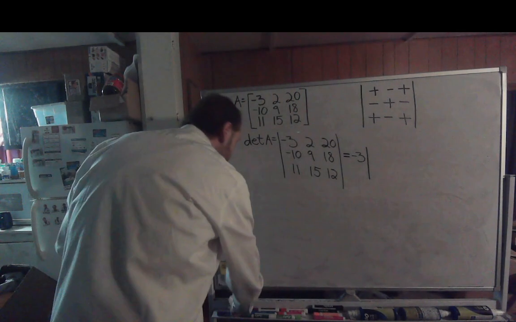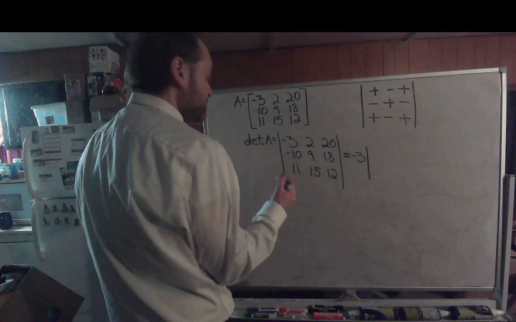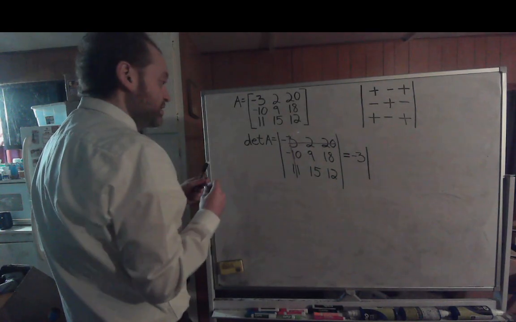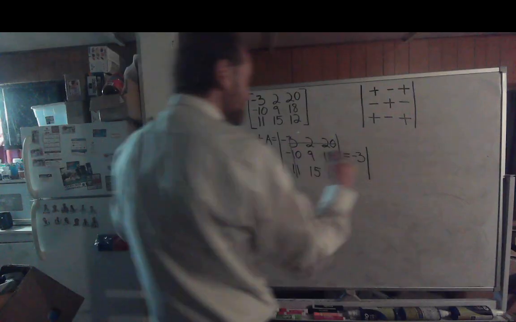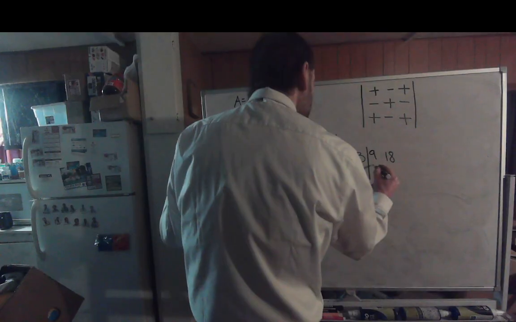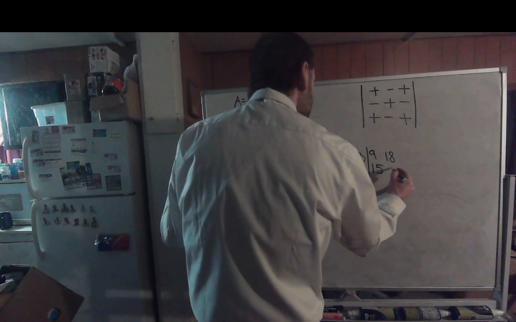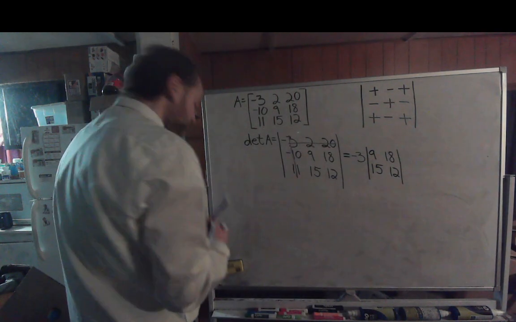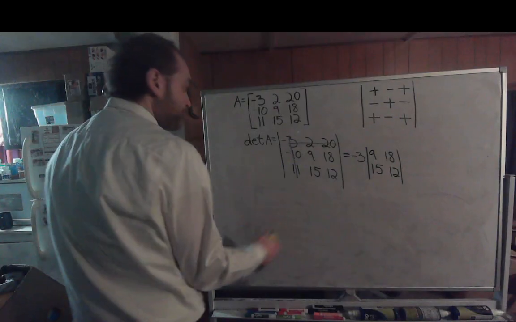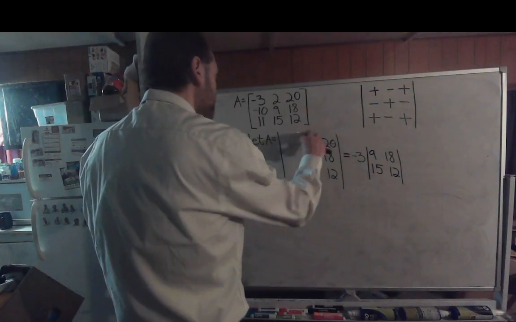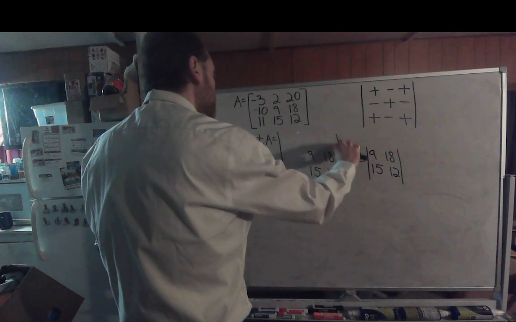Now we're going to have that times a 2 by 2 determinant. So strike out the column and the row it's in. There's the determinant of what's left. Will be 9, 18, 15, and 12. Let's build this again.